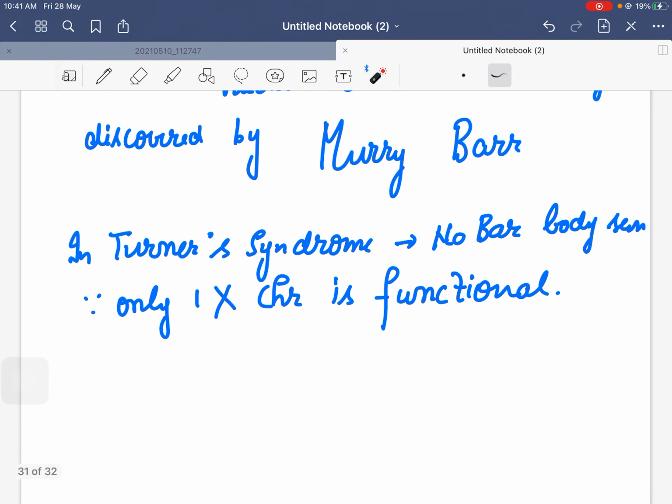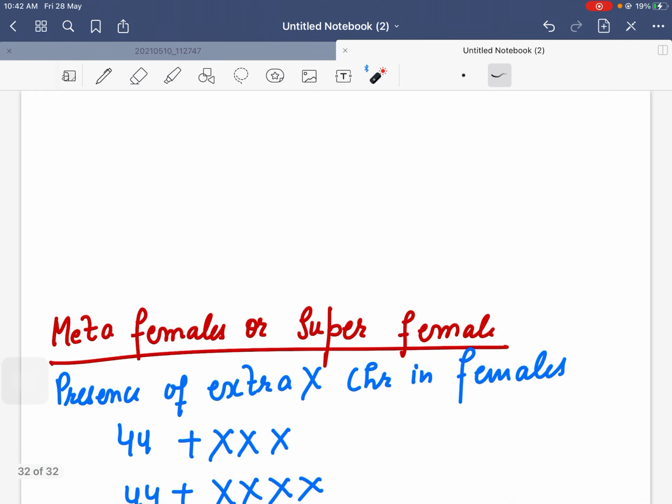But in Turner syndrome, sometimes this question is asked in your JIPMER and AIIMS in the NEET paper, that the Barr body is not seen in, and the options given are Down syndrome, Klinefelter syndrome, Turner syndrome. Now the Barr body is not seen in Turner syndrome because only one X chromosome is functional, the other one is completely absent. No extra X chromosome is there. So no Barr body is seen in Turner syndrome.